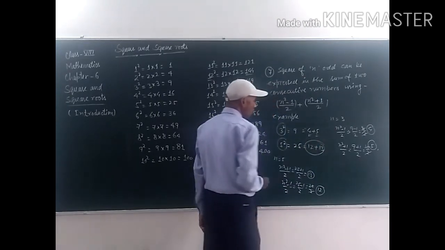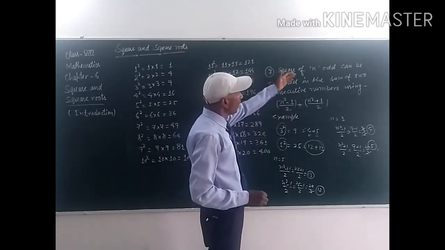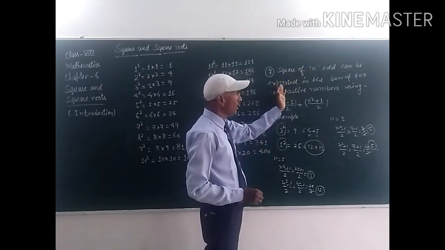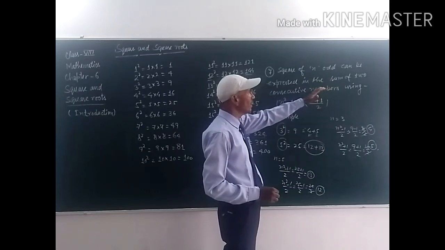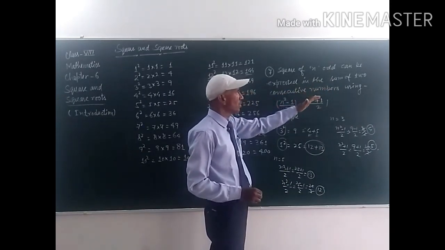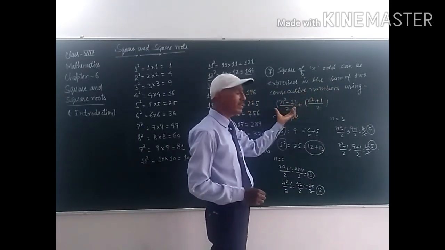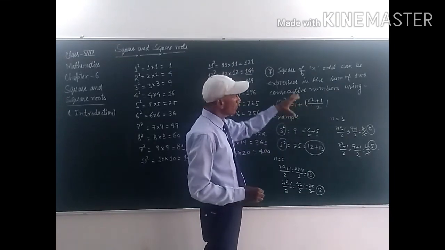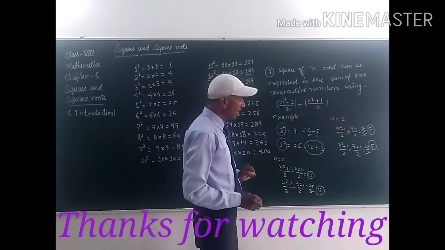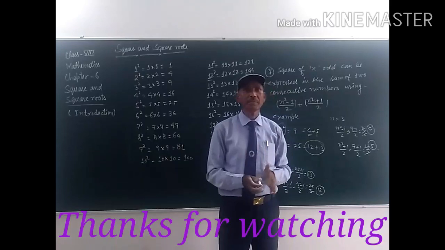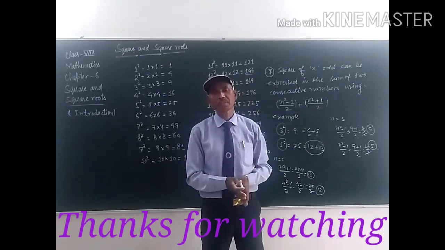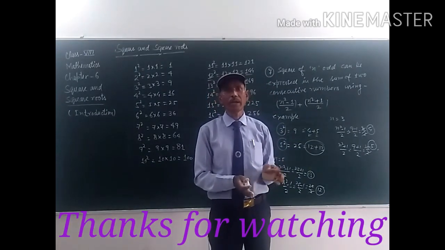Clear, student? So the square of an odd number can be expressed as the sum of two consecutive numbers using this formula, student. So these are the important formulas, and in the next video, student, we will solve the questions from exercise 6.1.